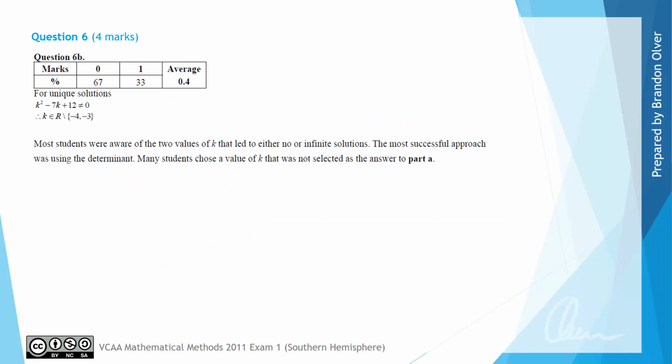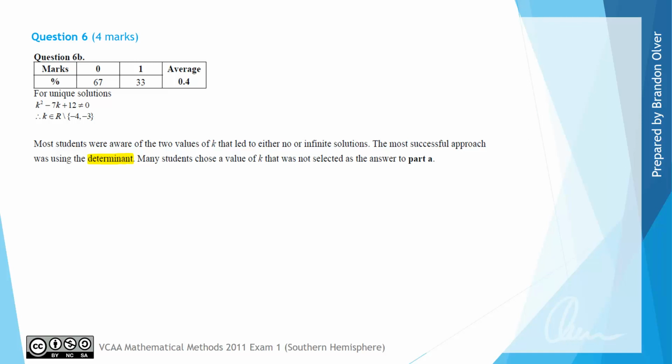From the examiner's report, we can see that 33% of students got this question correct, and the examiner's report goes on to say that most students were aware of the two values of k, -4 and -3, that led to either no solutions or infinitely many solutions. The most successful approaches to these questions was using the determinant, which I'm going to show after this slide, and that many students chose a value of k that was not selected in their answer to part A, which was incorrect.